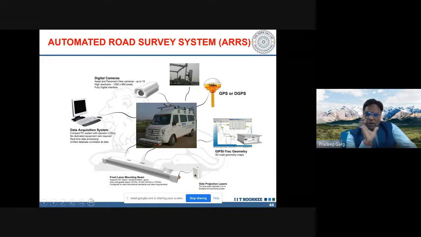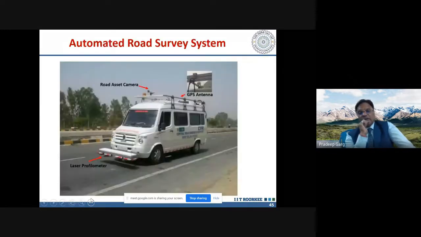So there's a small computer to process the data right on the road. So real-time data collection and real-time data processing is there. So you can see immediately the results of that. So this is this automated road survey system.